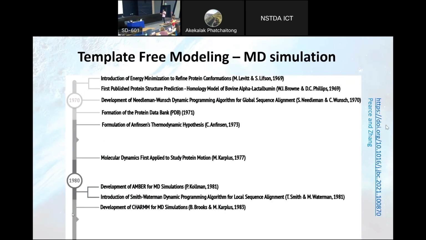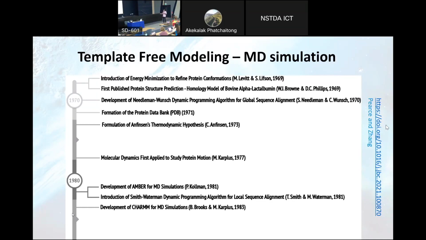A brief history of molecular mechanics in terms of protein structure: the formulation of the thermodynamic hypothesis was in 1973. The first molecular dynamics applied to study protein... well, actually, I missed a name. Molecular dynamics, something like that, was first proposed by Rahman, an Indian scientist working at the Argonne lab. He got recognized way later. Now there is a Rahman Prize from the computational part. So he did it on inert gases.